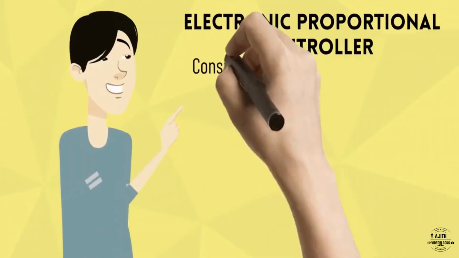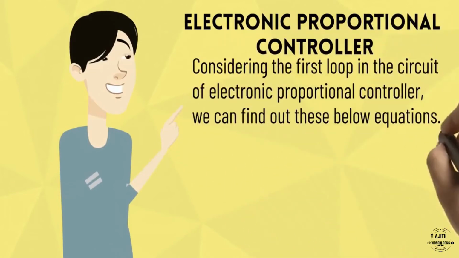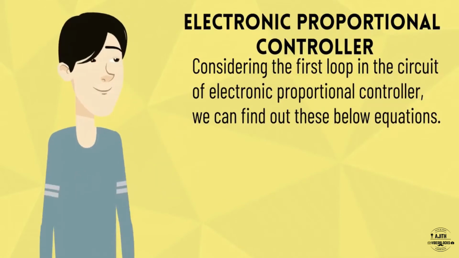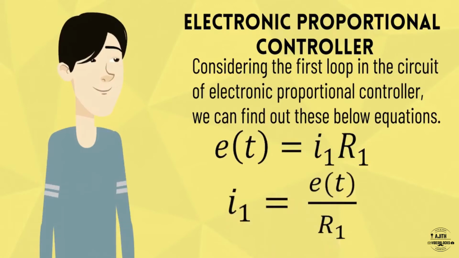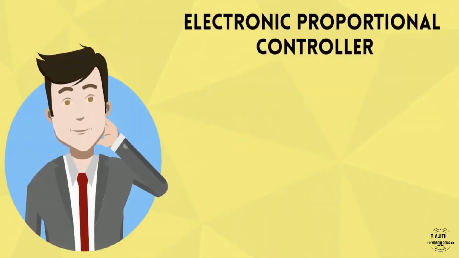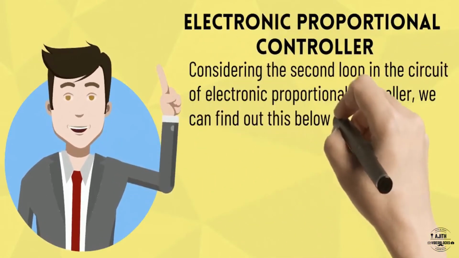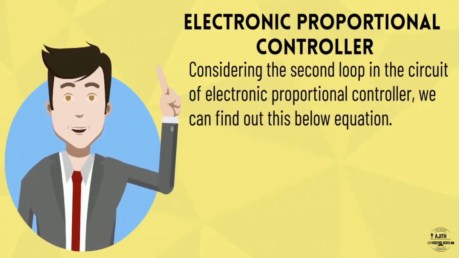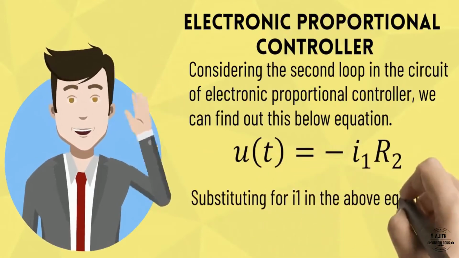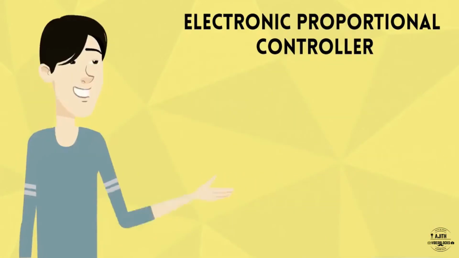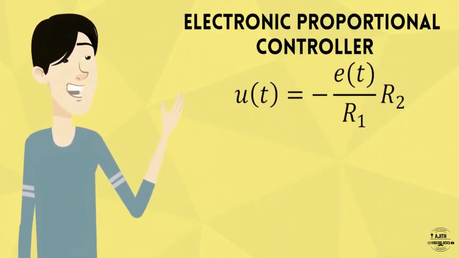Taking the first loop of the electronic proportional controller, we can find out the error signal E of t using Ohm's law. This will give us the current I1 which is flowing through this loop. The output of electronic proportional controller U of t can be obtained using the second loop in the circuit. Substituting the value of I1 in the above equation, we get U of t equal to minus R2 by R1 into E of t.